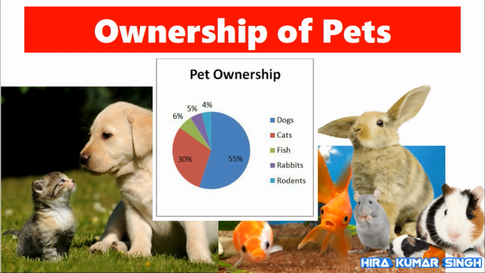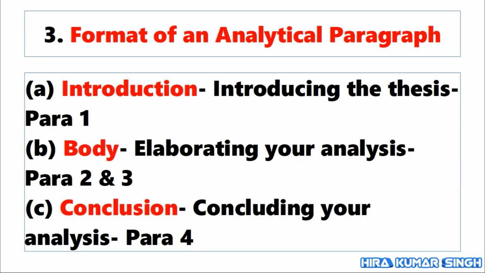Now, the format of an analytical paragraph. What is the format of an analytical paragraph? An analytical paragraph will have 4 paragraphs. It is called a paragraph, but it has 4 paragraphs. The first one is introducing the thesis, para 1. Then the body of this analytical paragraph will have 2 paragraphs, 2 and 3. It will elaborate your analysis, and finally the conclusion part. You will have to devote 1 more paragraph for this one. So in all you have 4 paragraphs.